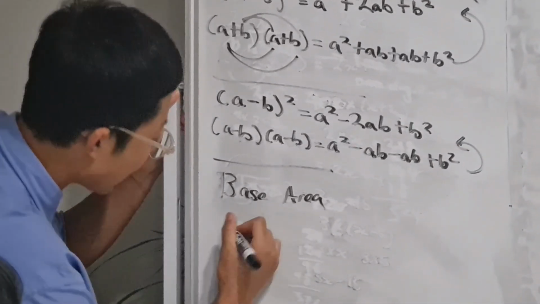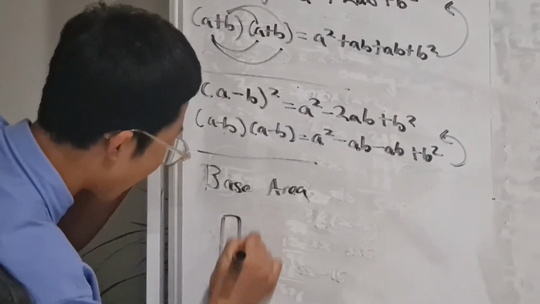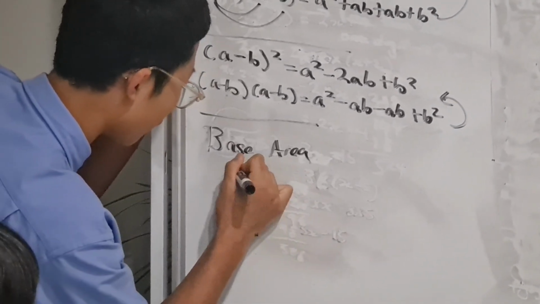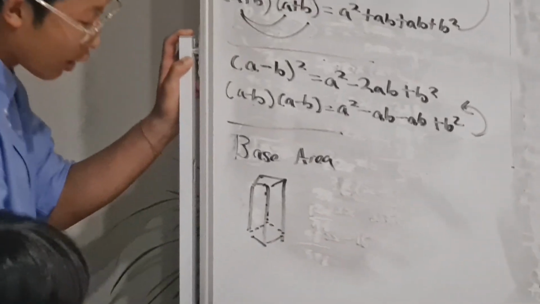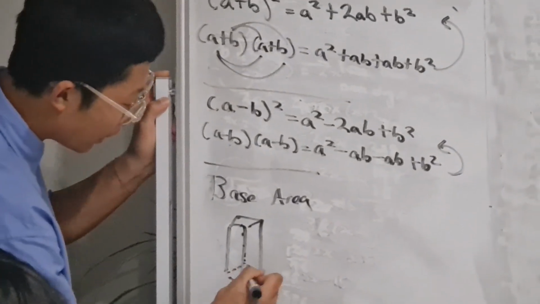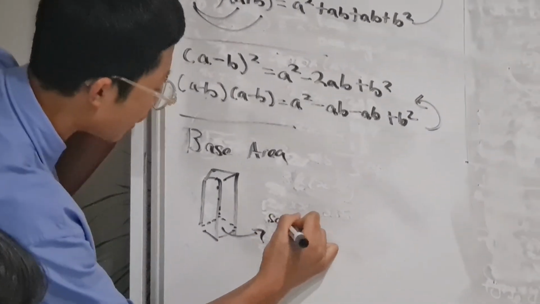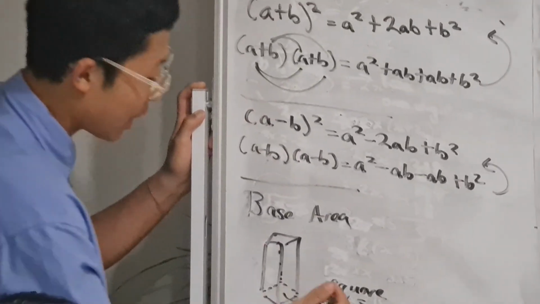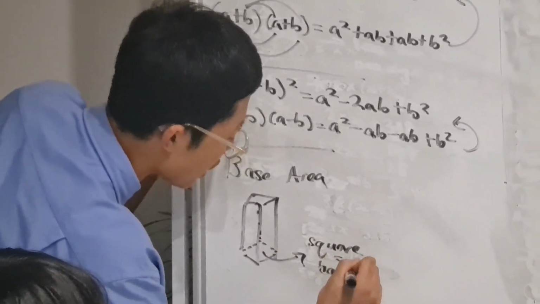For example, let's say this was a tower. This was a 3D shape. This was a tower. The base shape will be the square. The square equals the base area. Why? Because it's the bottom and it's going to be the area. Okay, so this is the base shape.